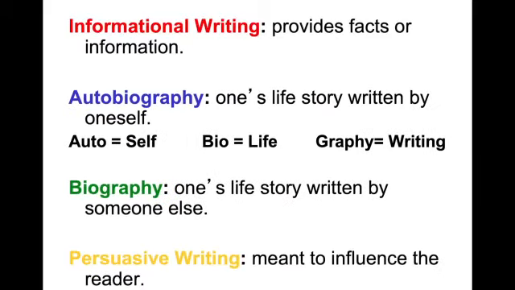And again, let's look at those four. We have the autobiography, where one's life story is written by somebody themselves. The biography is one life story written by somebody else. Our informational writing provides facts or information. You are being taught something, like a how-to. And persuasive writing is meant to influence the reader. They're going to give you a belief or an opinion, and they're going to back it up with support.